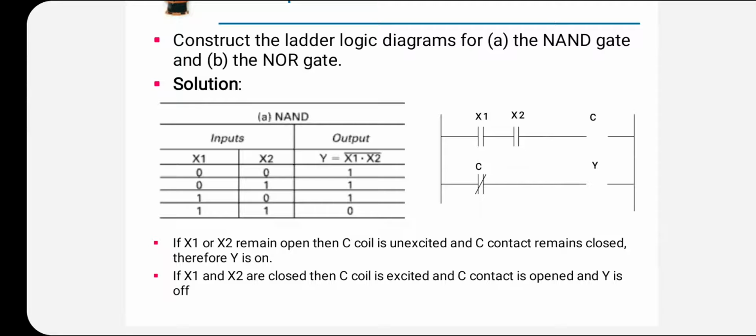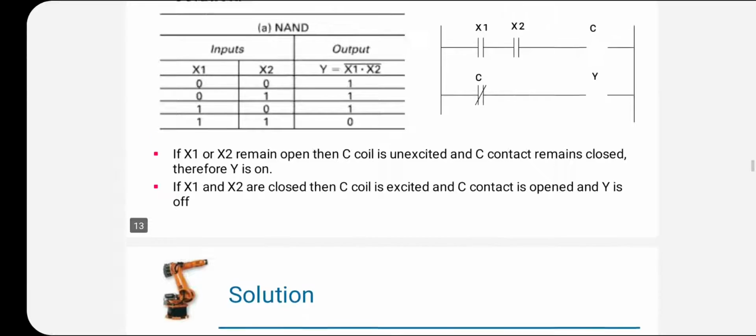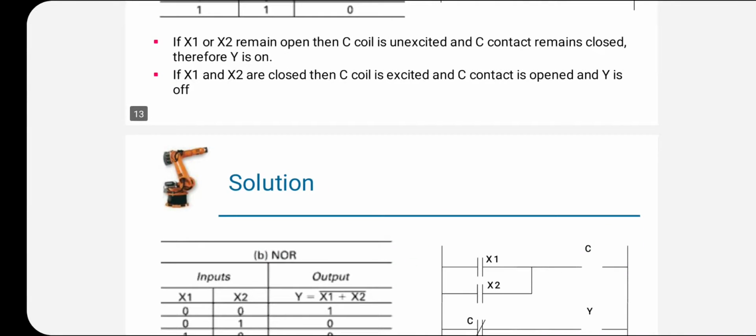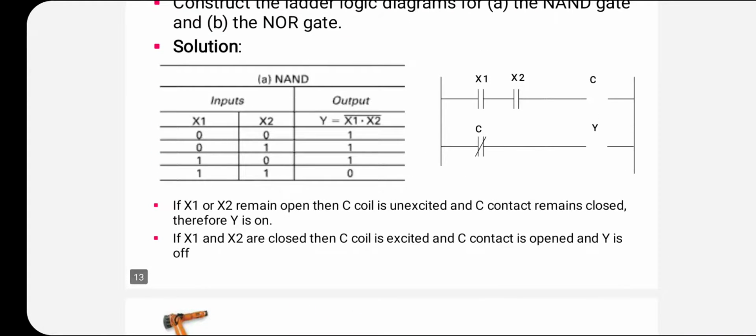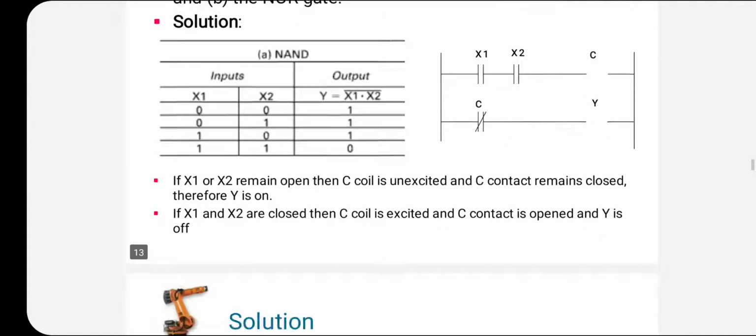So if x1 or x2 remains open, then the C coil is unexcited and the C contact remains closed. Therefore Y is on. If x1 and x2 are closed, then the C coil is excited and the C contact is open and Y is off. Okay, so this is a design for the NAND gate.